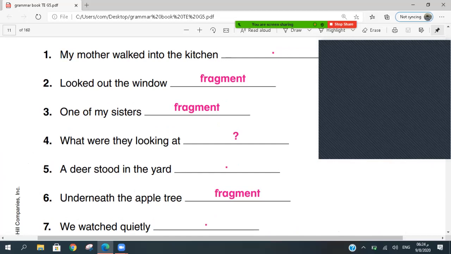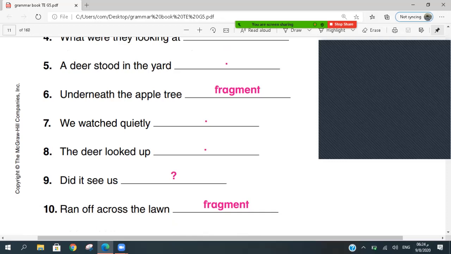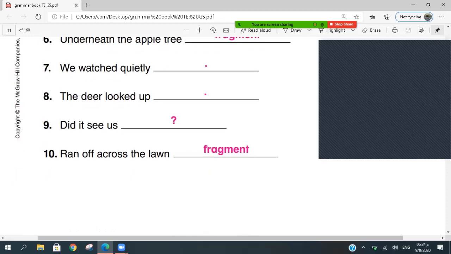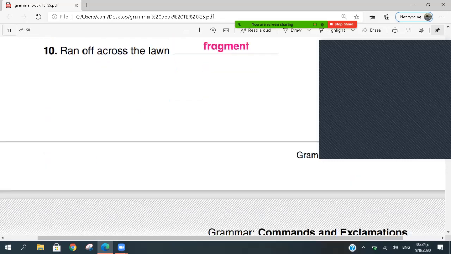And number 10 is a fragment because we don't know who ran off across the lawn. Is it Ahmed? Is it Mila? Is it whatever? We don't know. We don't have a subject here. We have only a verb. And if a sentence starts with a verb, we call it a fragment. Yes, I understand, because it doesn't give me complete meaning. Thank you, dear.